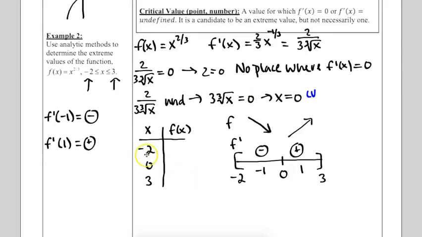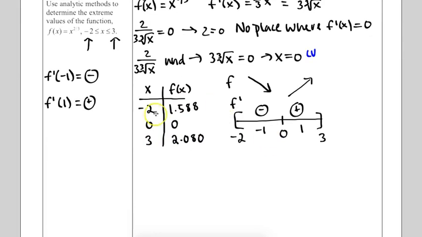So plugging in -2, that's our endpoint. I know that we could grab our calculators and do this, so I'm just going to give it to you. That's 1.588. Plugging in 0, that's going to give us an output of 0. And plugging in 3, that's going to give us an output of 2.080. So from here, since I know that my critical value is actually an extreme value, we can make this determination. So I'm going to come over here and let's actually report our findings.